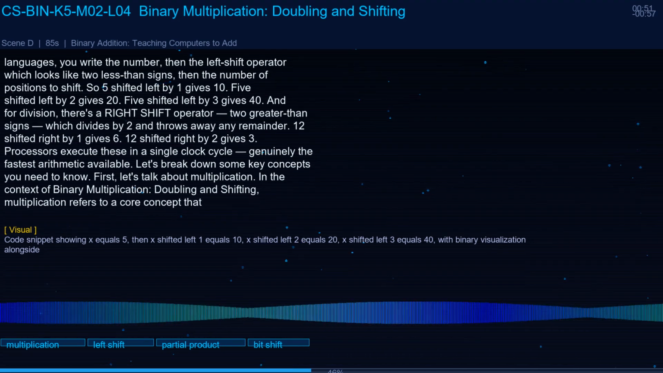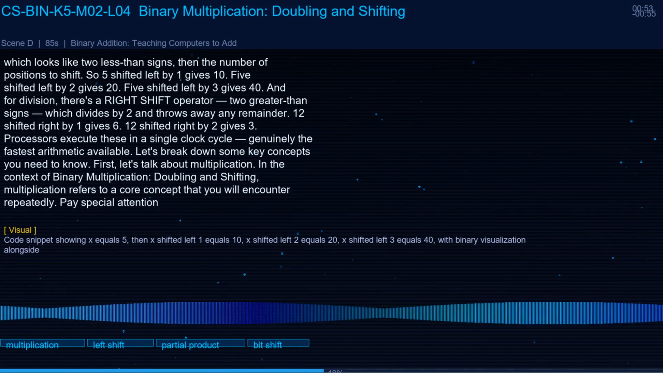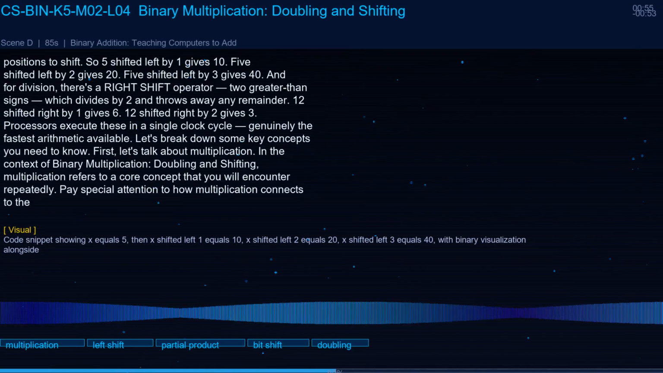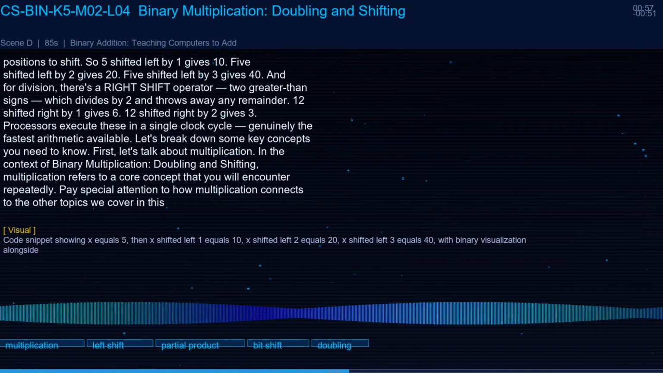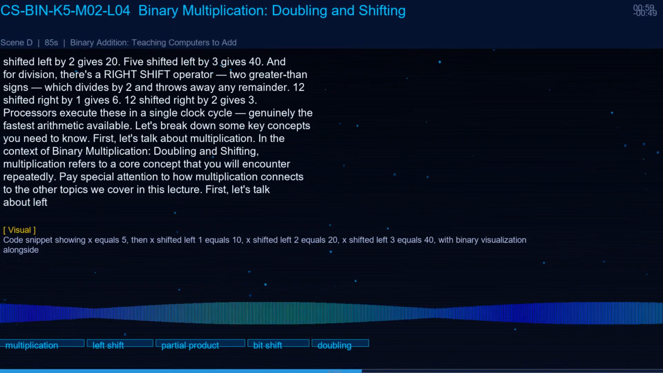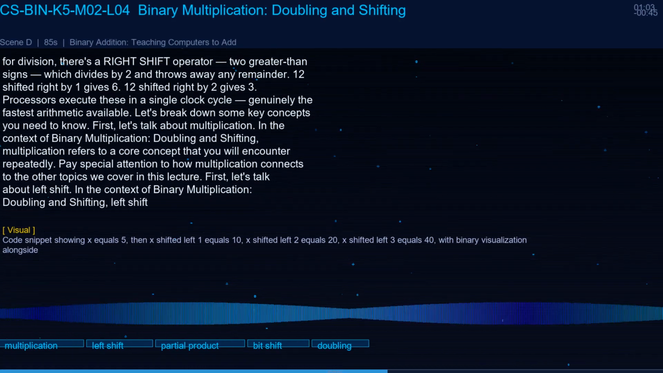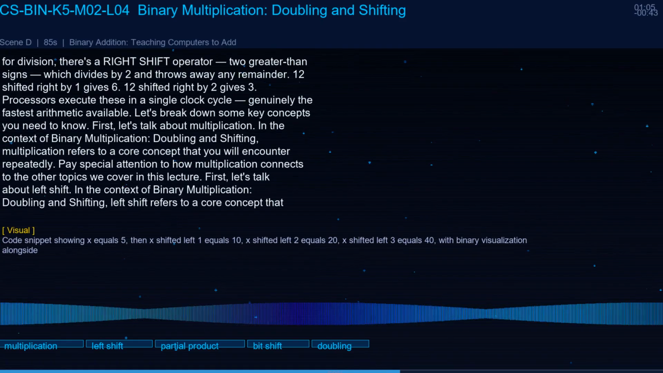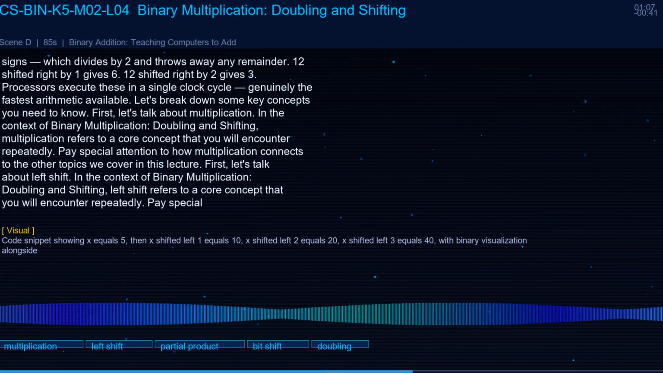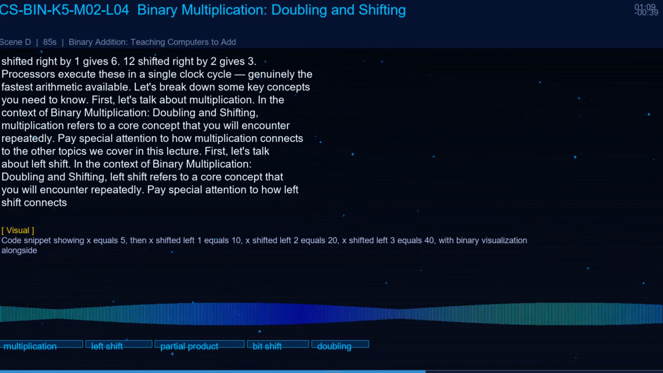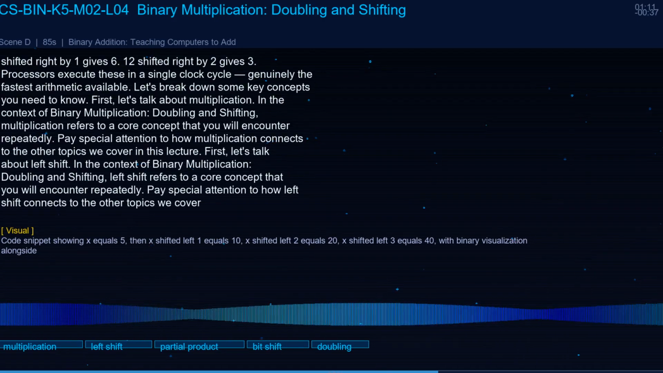Let's break down some key concepts you need to know. First, let's talk about multiplication. In the context of binary multiplication, doubling and shifting, multiplication refers to a core concept that you will encounter repeatedly. Pay special attention to how multiplication connects to the other topics we cover in this lecture.